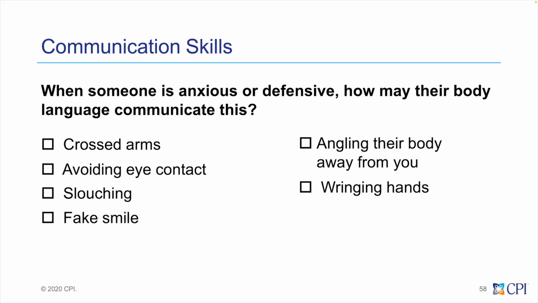Communication skills. When someone is anxious or defensive, how may their body language communicate this? Might they have their arms crossed? They're probably avoiding eye contact. Are they slouching? Maybe they're faking a smile, angling their body away towards you. Maybe they're wringing their hands. So all of these could be examples of how somebody looks whenever they're anxious or defensive.